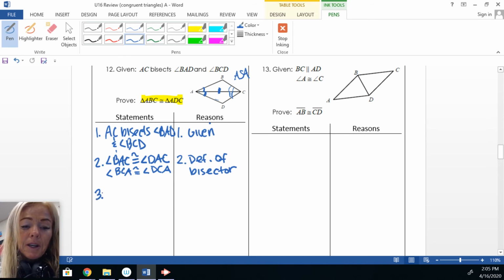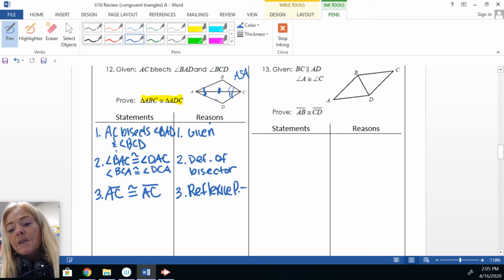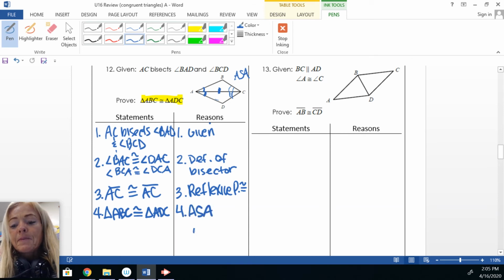So with the two angles, all we have left to state are that the side AC is congruent to AC, and that is by the reflexive property of congruence. And then that culminates all the sides and angles that we need for angle side angle. So we can now state that triangle ABC is congruent to triangle ADC by angle side angle. All right, so that's that proof.